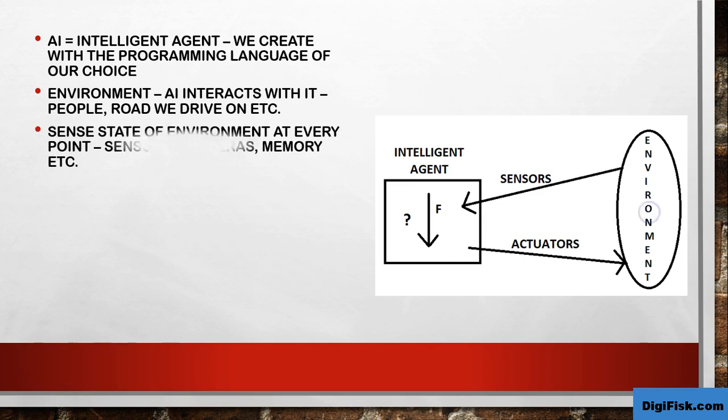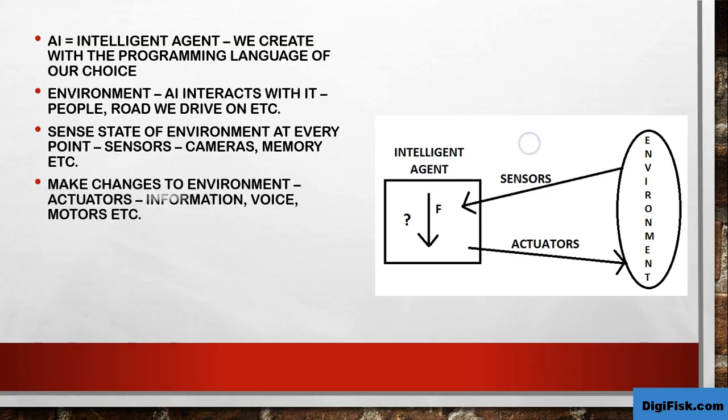Okay, so our AI should be created in such a way that it can sense the state of the environment. Okay, so this is the environment. The intelligent agent will interact with this environment, and it should be able to sense the state of the environment at every single point of time. So it'll use sensors to do that. Okay, so that's where the sensors come in. So with the sensors, it'll sense the state of the environment at every single point. So these sensors can be anything. They could be cameras, microphones, computer memory, and so on and so forth.